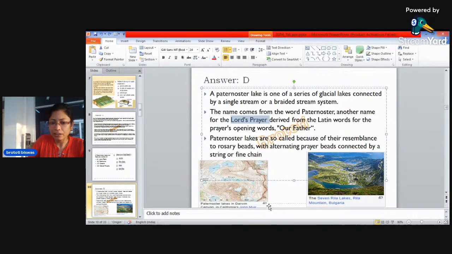The Lord's Prayer. And in the Lord's Prayer, the opening of the Lord's Prayer is called Our Father.